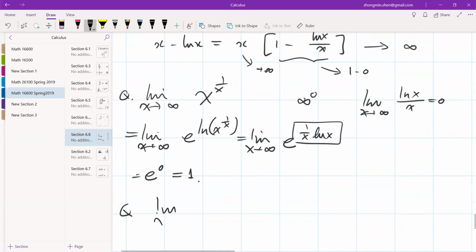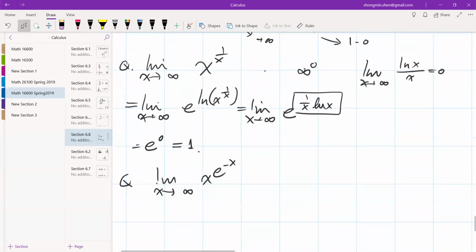Okay, so the limit as x approaches infinity of x to the e to the negative x. This is again an infinity to the 0 type problem, right? Why? Because e to the negative x approaches 0, but x approaches infinity. So this is still an infinity to 0 type. How do you solve this problem?